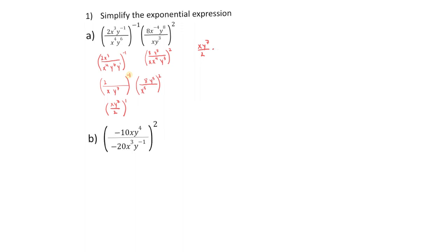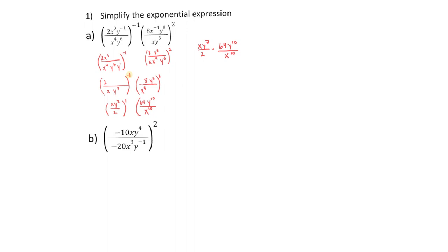Okay, the next one, I have 8y to the 5th over x to the 5th. I'm going to take all of that to the second power. So 8 to the second power is 64. Y to the 5th to the second power is y to the 10th. And x to the 5th is x to the 10th. So I have 64 y to the 10th over x to the 10th.